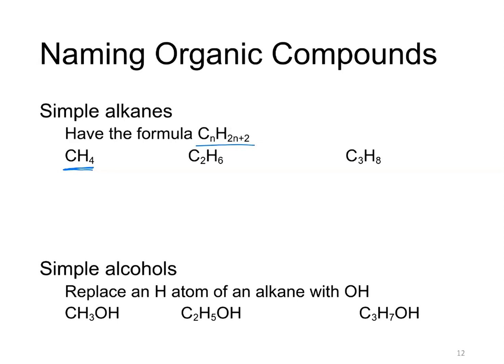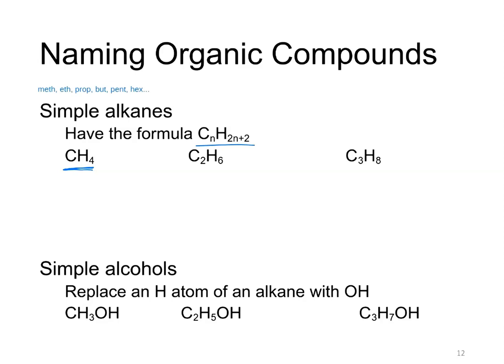So let's get to naming. When we're naming organic compounds, we name based on the number of carbons in the molecule. And so here, our numbering is a little bit different. So for Greek, we did mono, di, tri. For organic, we use meth for 1, eth for 2, prop for 3, but for 4. And then as we continue on, it's the same as the Greek.